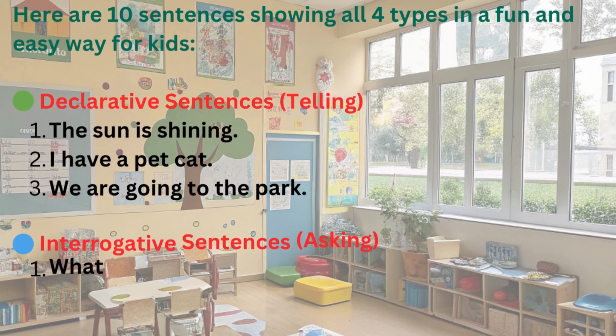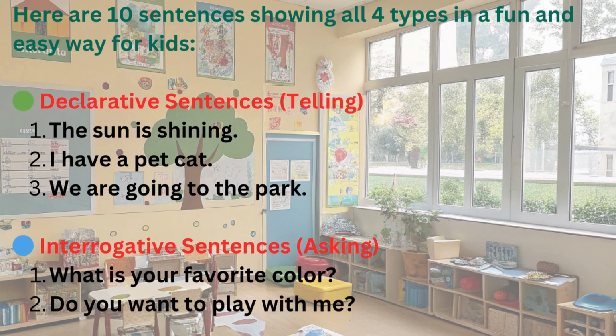Here are 10 sentences showing all four types in a fun and easy way for kids. Declarative sentences, telling. 1. The sun is shining. 2. I have a pet cat. 3. We are going to the park. Interrogative sentences, asking. 1. What is your favorite color? 2. Do you want to play with me?